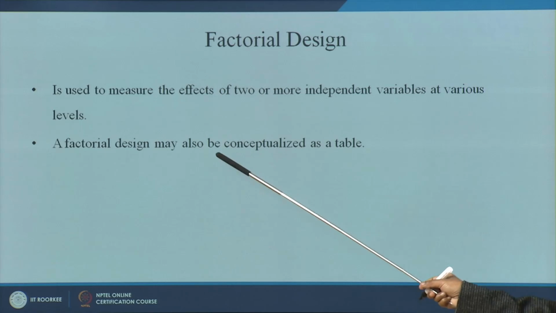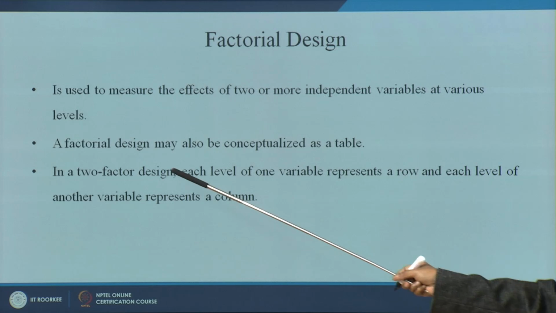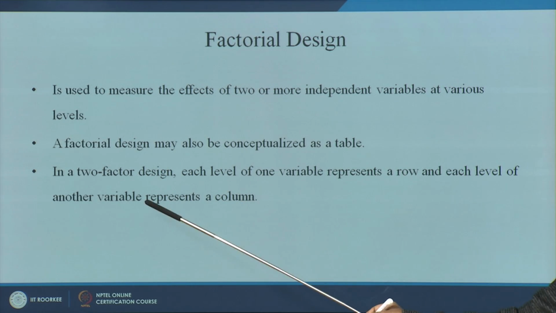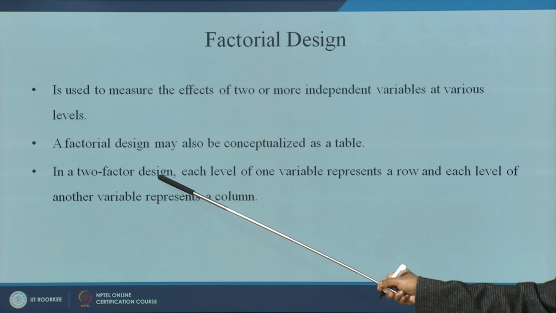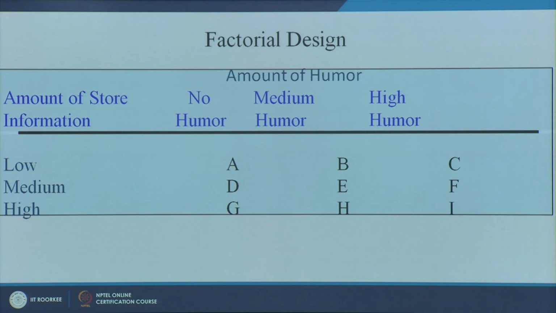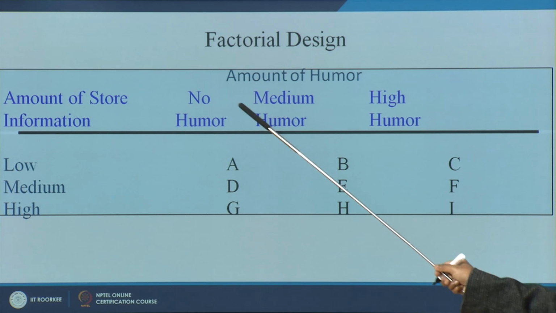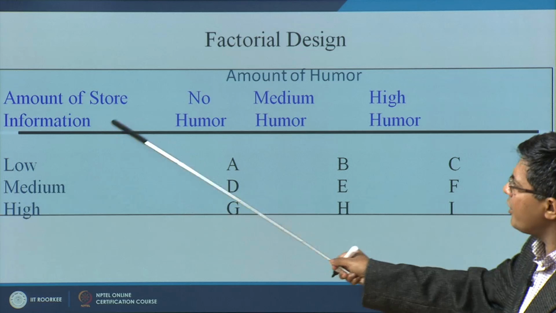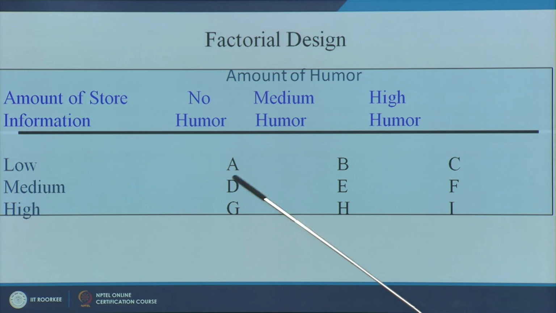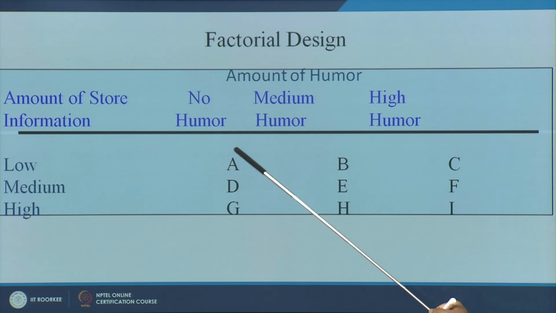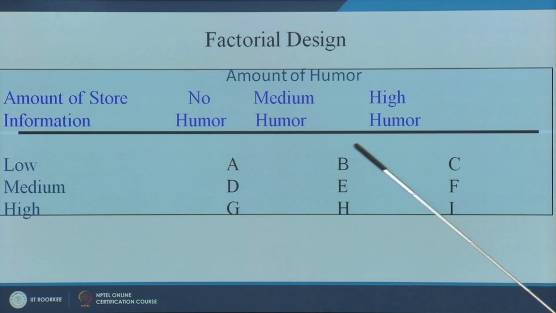A factorial design may be conceptualized as a table. In a 2 factor design, each level of one variable represents a row and each level of the other variable represents a column. Now, for example, this is a factorial design. Although it looks very similar, here the advantage is that every element has been given an equal opportunity.